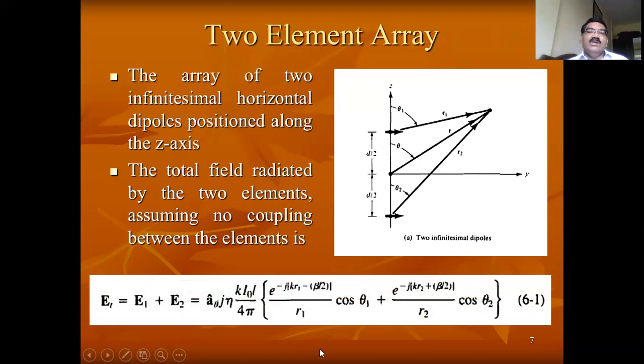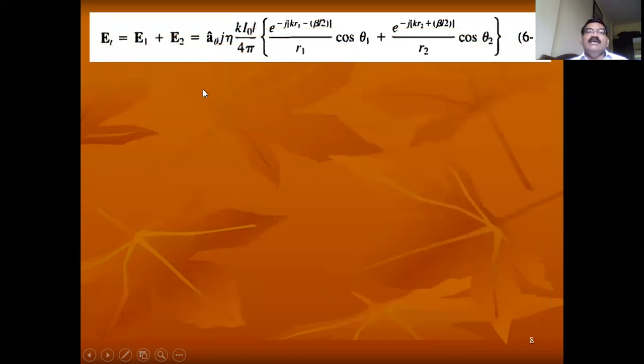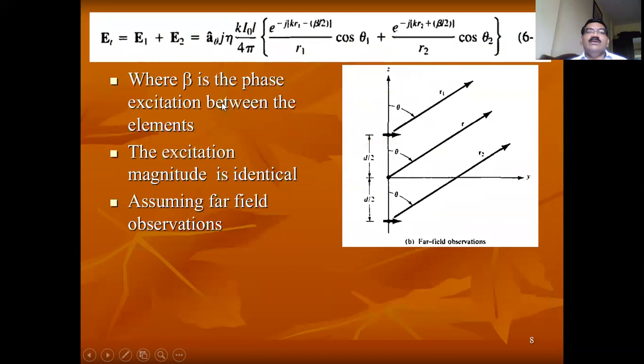So here, the total electric field E_T is the addition of the electric field by the first element and the second element. By these two, you can give the sum of the electric field intensity. This is the basic formula that we have discussed previously. The same formula is used here. Now, by adding this, what we can get.